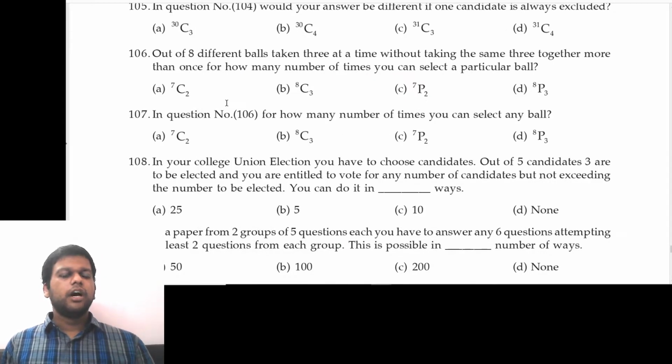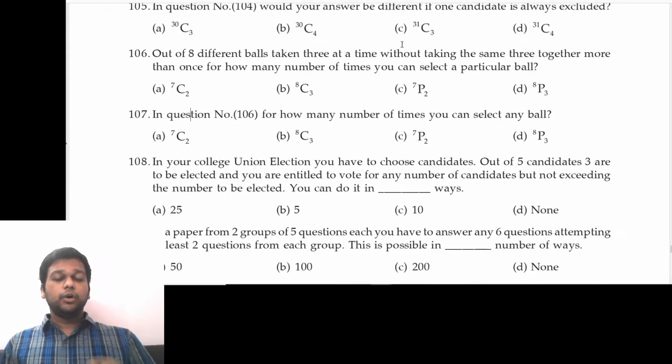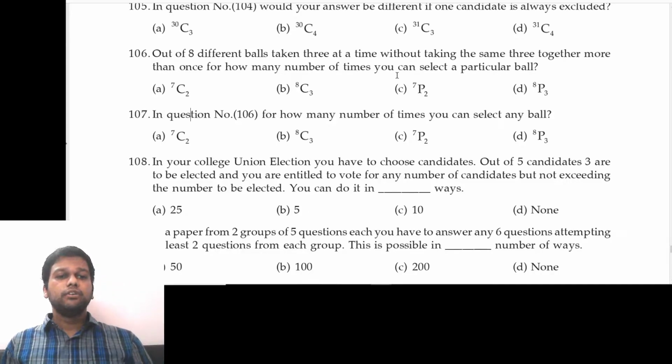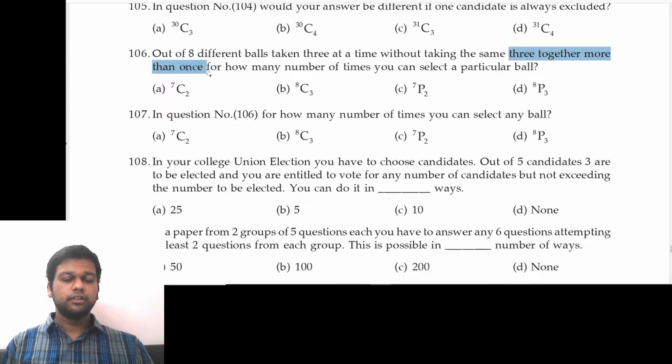106. Out of 8 different balls taken 3 at a time, that is, out of 8 balls you have to select 3 without taking the same 3 together more than once. For how many number of times can you select a particular ball? Now understand, without taking the same 3 together more than once means what?